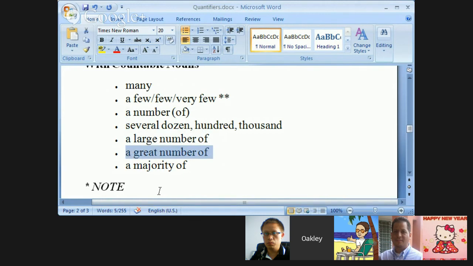Great. Moham, same thing. There are a number of luxury items that a human being can buy in his lifetime. There are a great number of. Although I would use here a great variety or a large variety of.